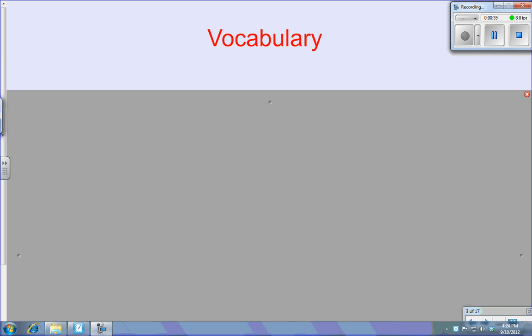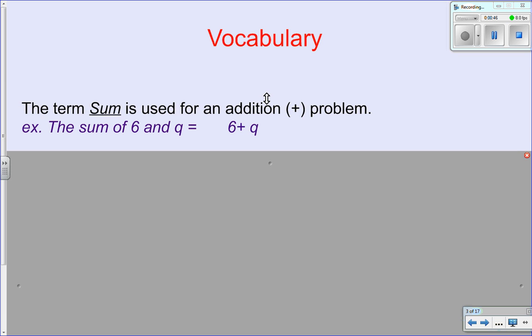But before we get into the review, it's important that we talk about vocabulary. In this test, you will need to know the vocabulary of certain operations that we do. The first example is sum. The term sum is used for an addition problem. So when you see something like the sum of 6 and q, when there is a variable, all it's asking for is 6 plus q. Sum directly means addition.